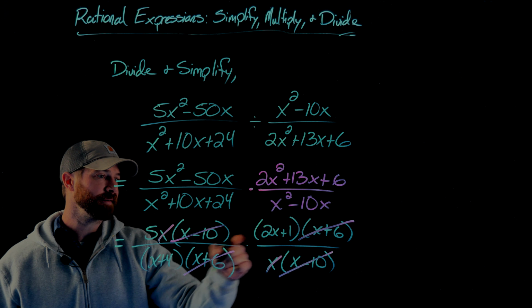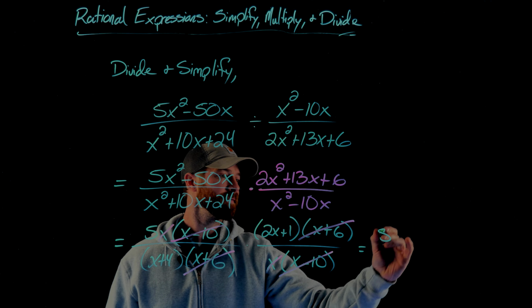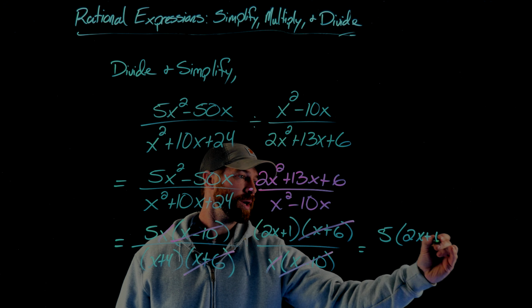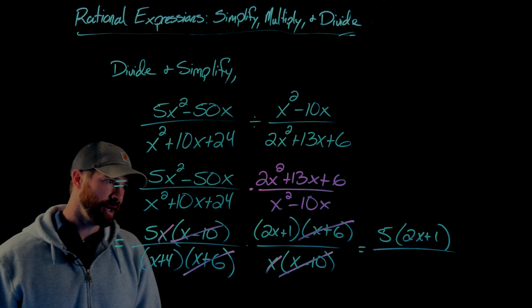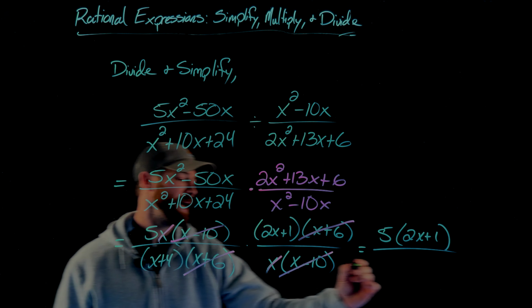To multiply the remaining factors across, I'll get 5 times 2x plus 1 in the numerator. And in the denominator, all that survived was the x plus 4.